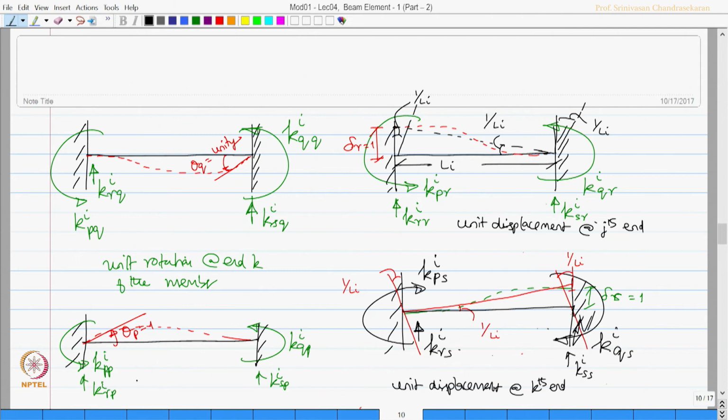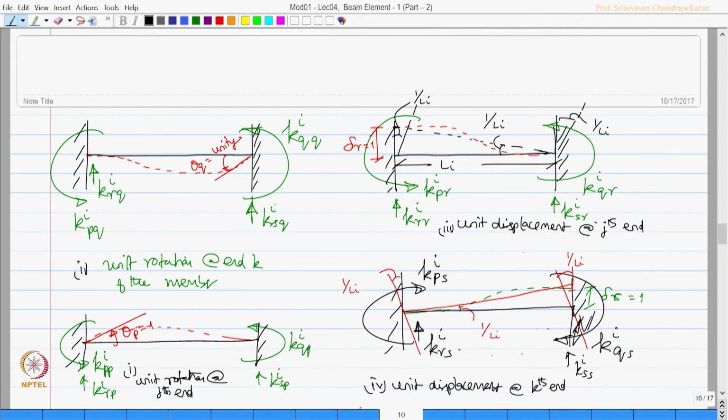unit rotation at jth end of the member. Okay. So, there are 4 figures. This is actually figure 1, this is figure 2, this is figure 3 and this is figure 4. I am sorry for the order, but this is what already we explained the last slide. Okay. Now, we have 4 figures.